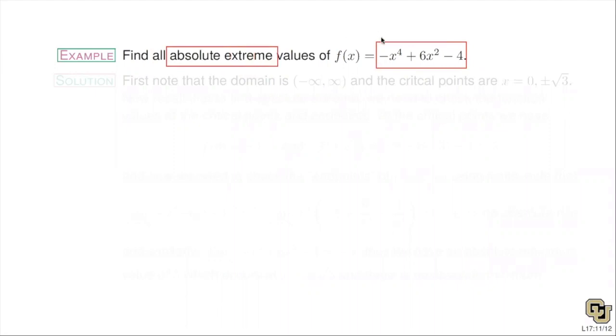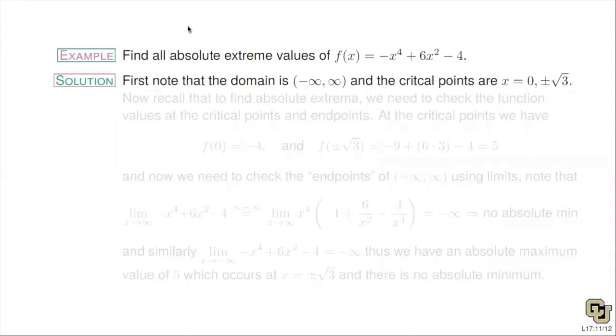Here we don't use the shape. Remember how we find absolute extrema. We're going to find the critical points and then find the y value of the function at the critical points and at the endpoints of the domain. Here the domain is -infinity to infinity. So for checking the endpoints, we're going to do a limit here. From the previous slide, we saw the critical points are 0 and plus minus √3, and our endpoints are -infinity and infinity.